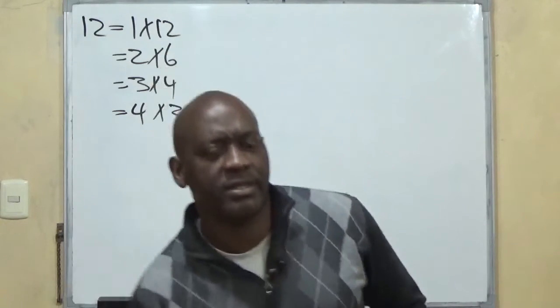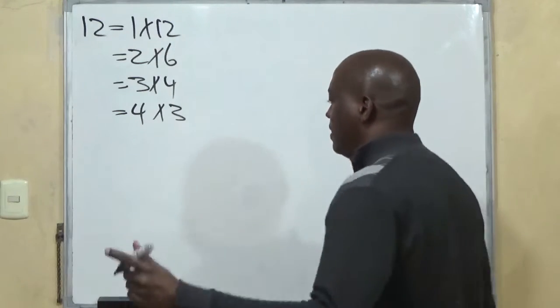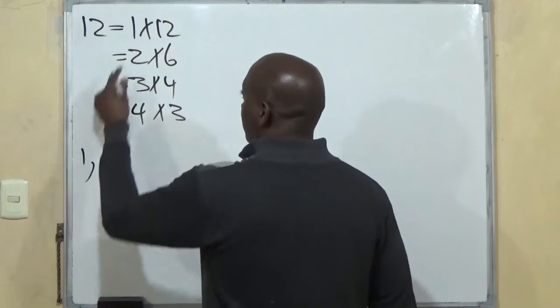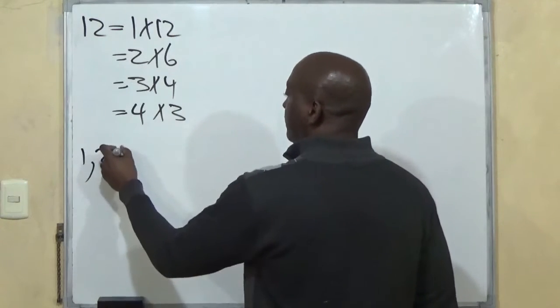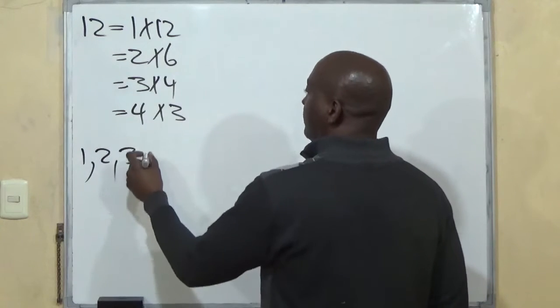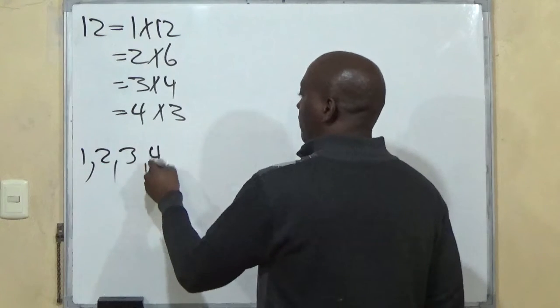The next step is to write it out. So what are the factors of 12? 1, look at that. 2, next one. 3, next one. 4, next one.